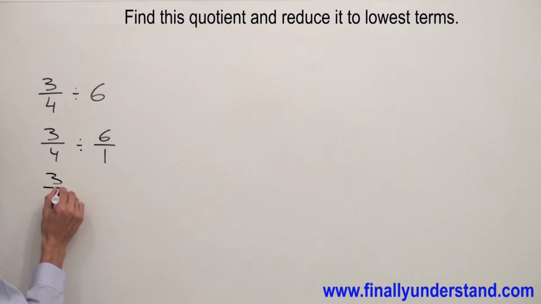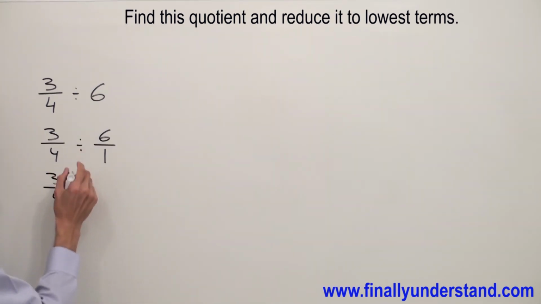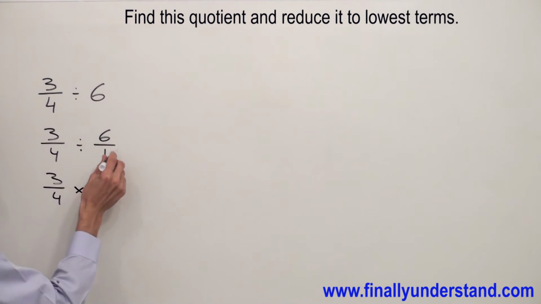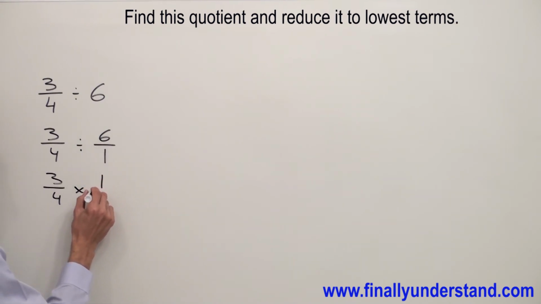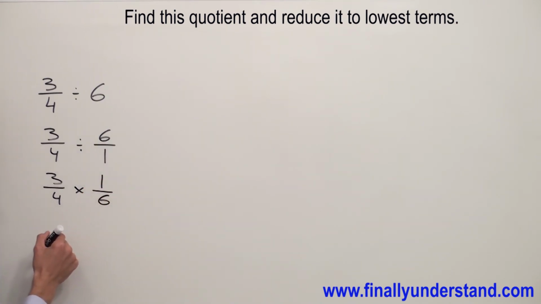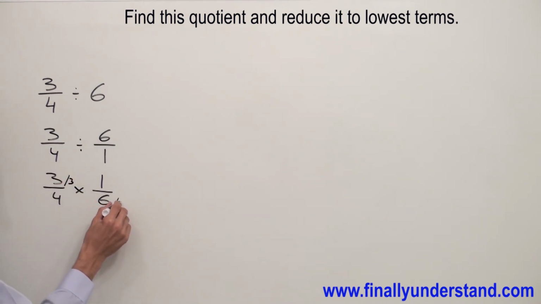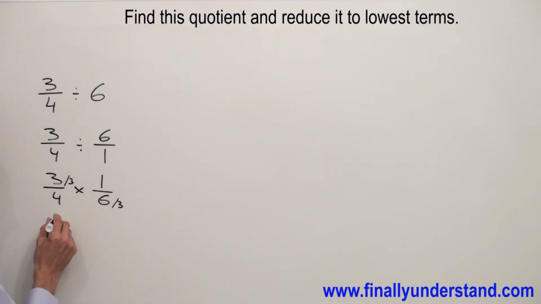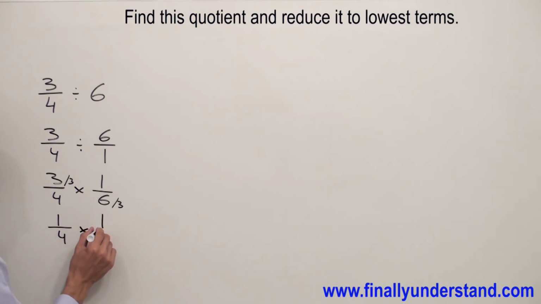Next, copy the first fraction down, always, change the division to multiplication, and find the reciprocal of the second fraction, which is 1/6. Check if you can reduce something, I mean any numerator with any denominator. I have 3 and 6. Both of them are divisible by 3. So 3 divided by 3 is 1, so 1/4 times 1/2, because 6 divided by 3 is 2.